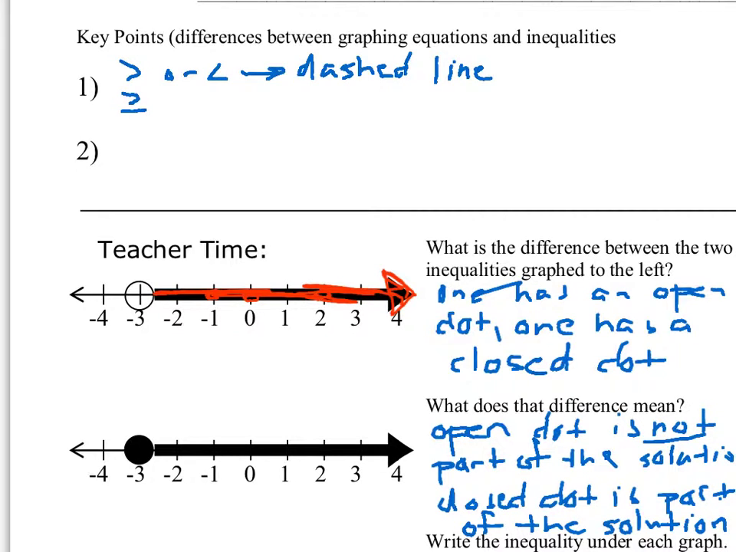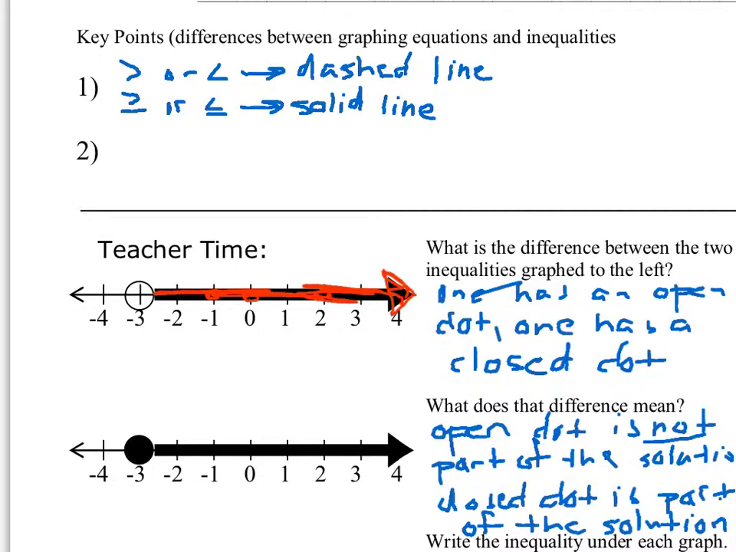because the line isn't part of the solution. And for greater than or equal to or less than or equal to, we use a solid line because the line is part of the solution. Okay? So that's the first thing that's different.